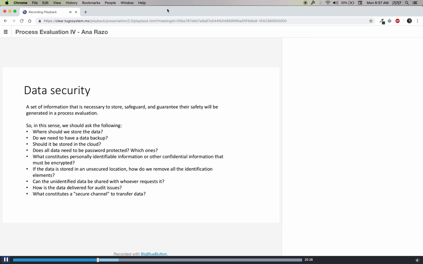So if you are saving data that has a lot of users, then you need to ask yourselves how you are going to keep the data. For instance, in a process evaluation that we conducted, we had decision makers, school education.